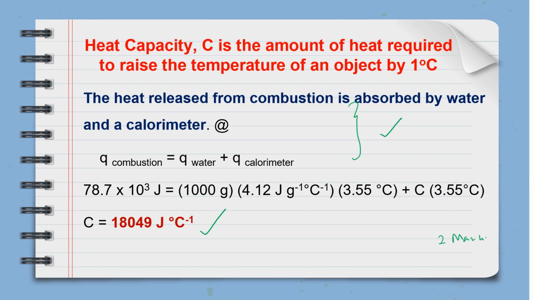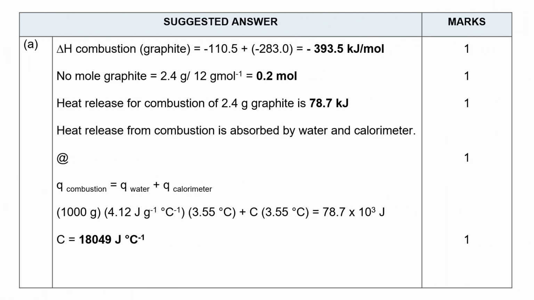So you can see here, 1 mark for finding the energy from the energy level diagram just now. We find the moles of graphite, and then we find the heat release from the combustion. Then we write Q combustion is equal to Q water plus Q calorimeter. Then we calculate and get the correct answer. So we will get 5 marks on this part.